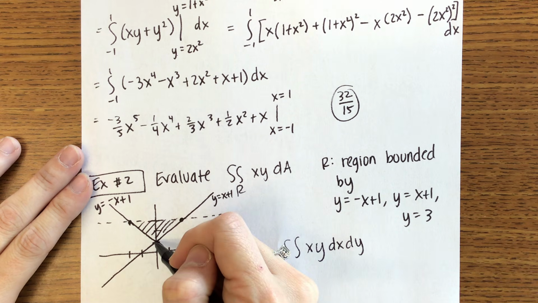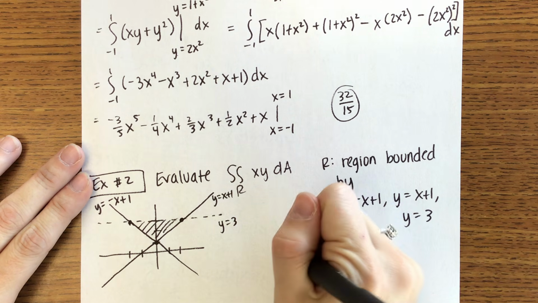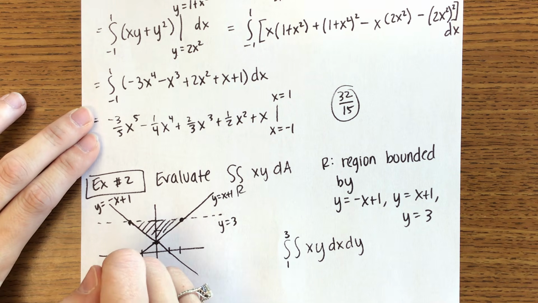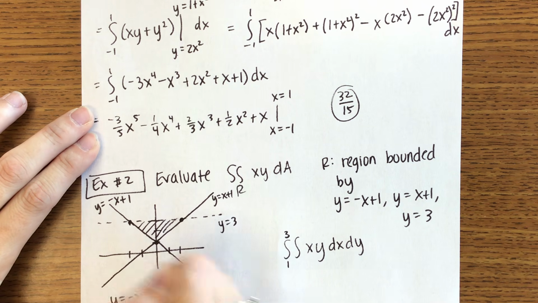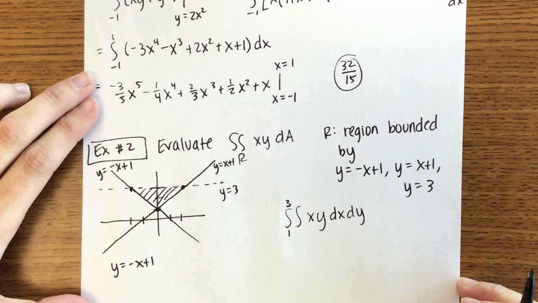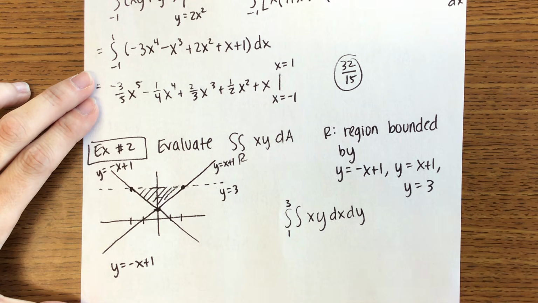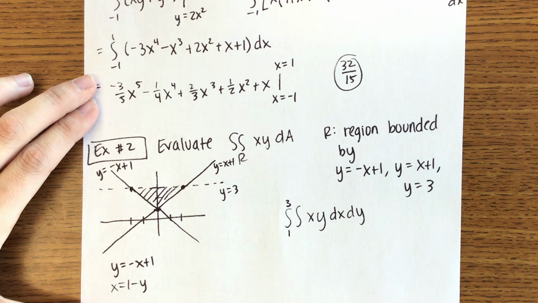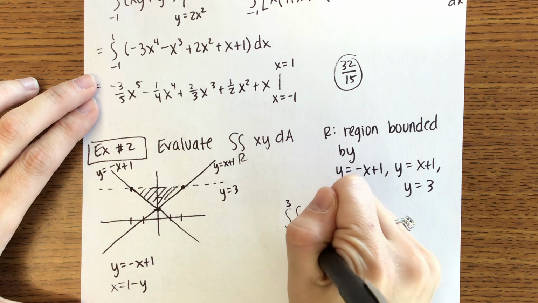The bottom value of y is 1. The top y value that we hit is 3. Okay, the left boundary is that y equals negative x plus 1. Has to be in terms of x, though. So it has to be some function of y. It has to be x equals. So if you solve for x, you get 1 minus y. That is your lower bound then.